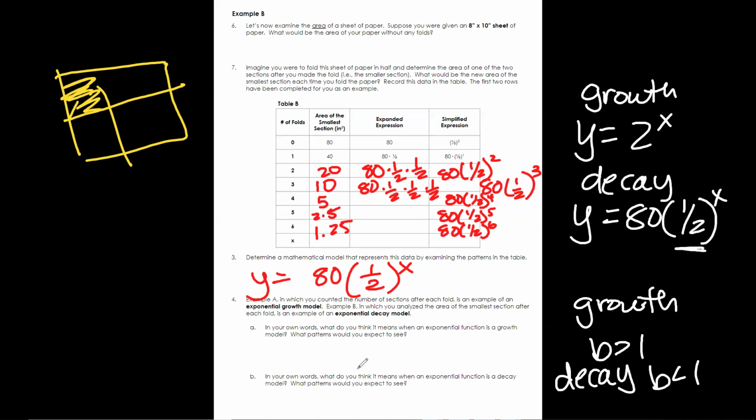Okay, so in our own words, describe what growth means. That means that our B is bigger than 1, decay is less than 1. And what do I mean by B? Well, remember our equation that we learned at the very beginning? Our B is our rate. So if that rate is bigger than 1, it's growth. If the rate is less than 1, it's decay.